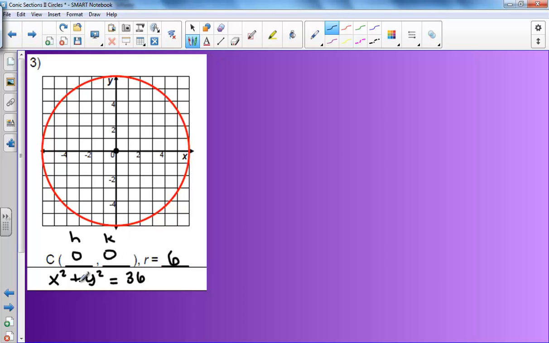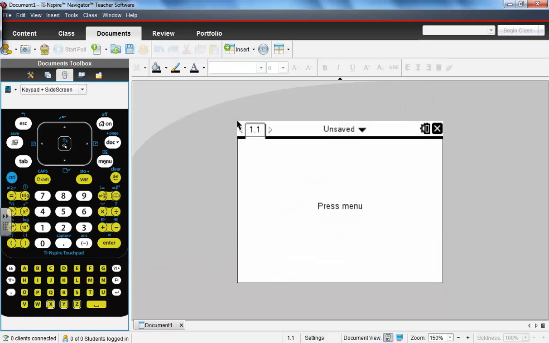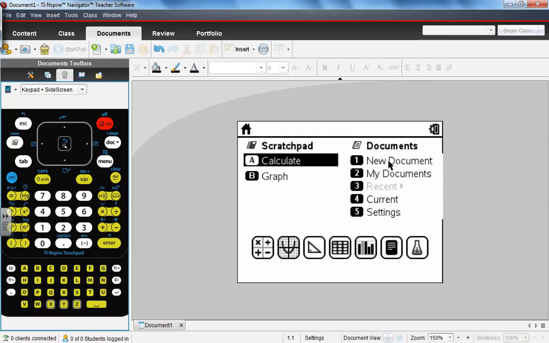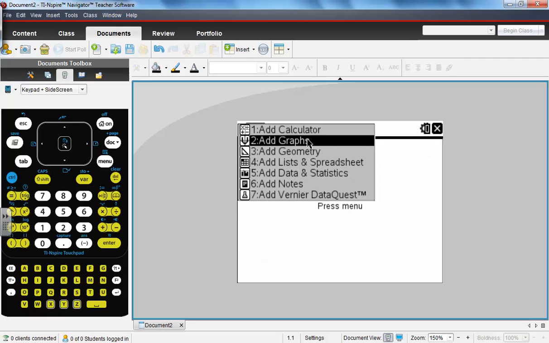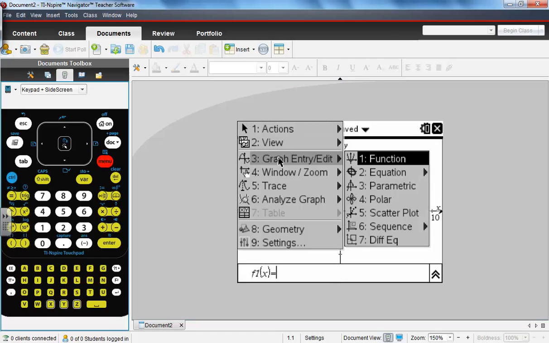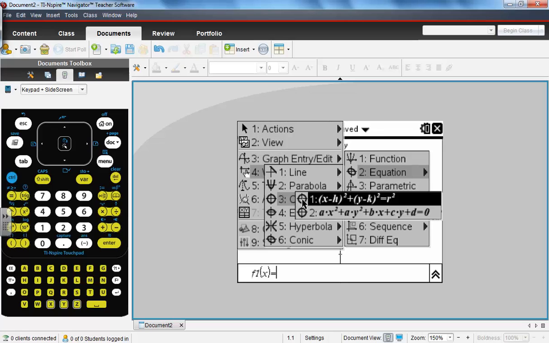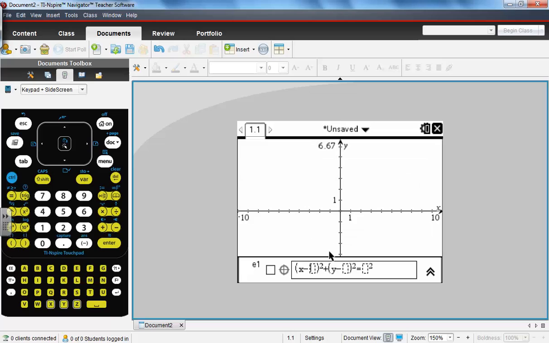And so that's how you would see this equation written on the calculator. Okay, we're going to go to graph page, new document, and we're going to change the way we enter this. So we're going to go graph entry edit, equation, and we are entering a circle. And so you had two options there. This is the template we're using.